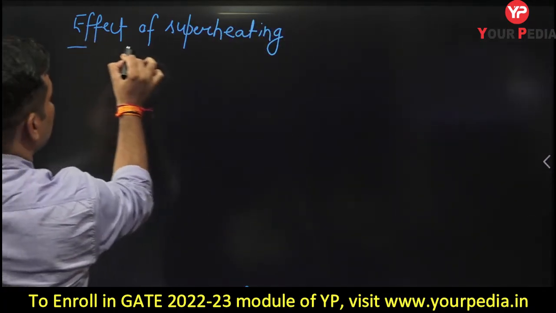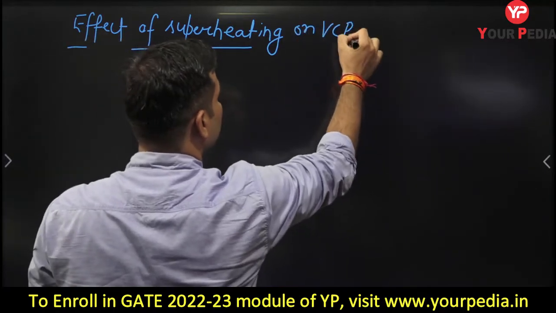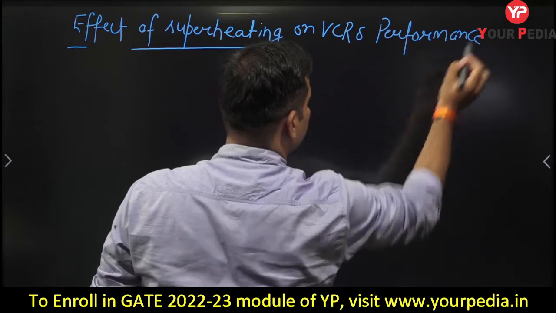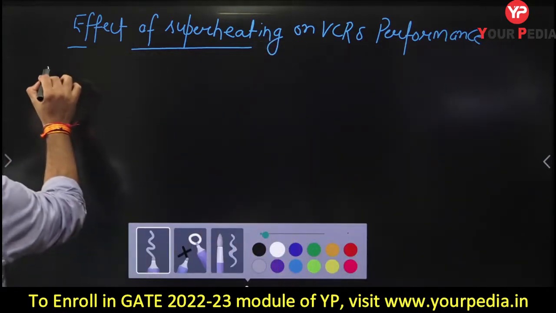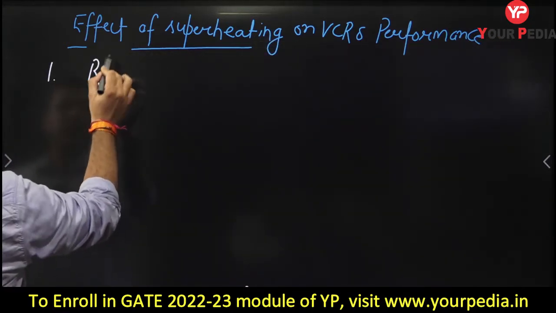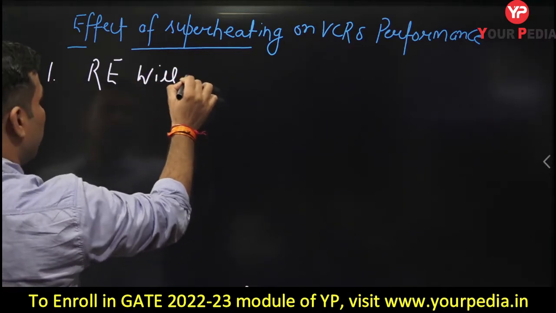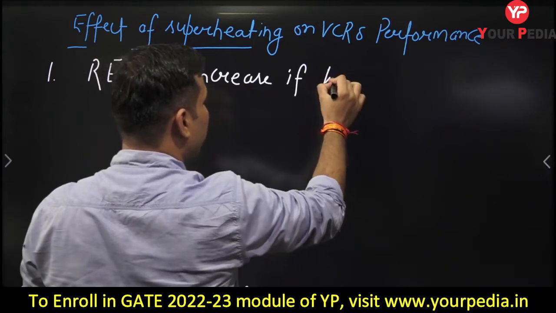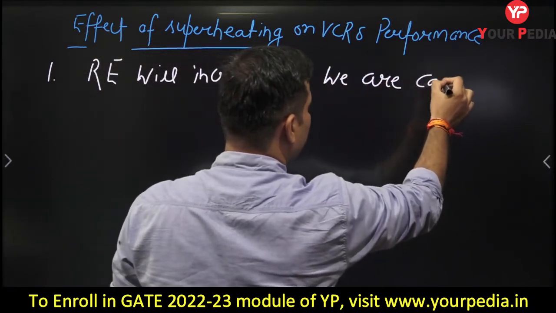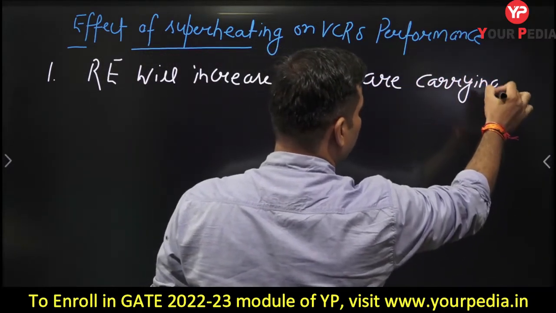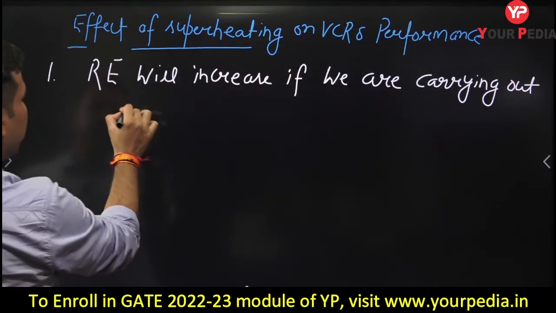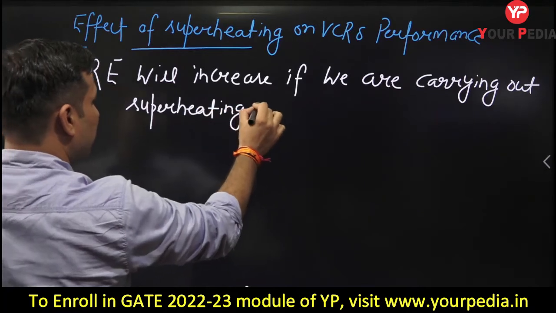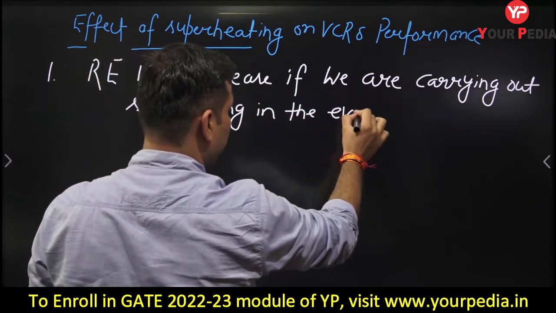Effect of superheating on VCRS performance. Okay. So पहला point आप इसमें क्या लिख सकते हैं? The refrigeration effect will increase only if we are carrying out superheating in the evaporator.